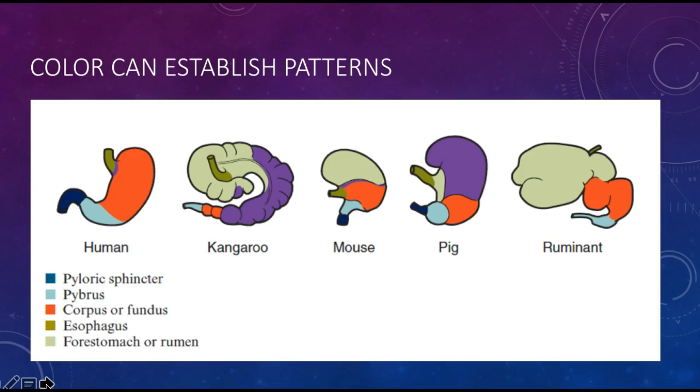Here's a way that color is used to establish patterns. These are the digestive systems in different animals. And you can see that color is used to indicate that these animals share some of the same organs or areas. So, for example, this dark green is the esophagus, and we can see it in the human, the kangaroo, the mouse, the pig, and the cow, the ruminant. You can see that they have a short, small esophagus.